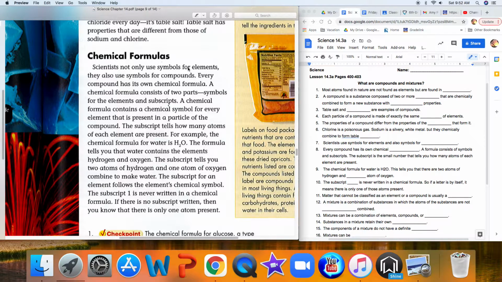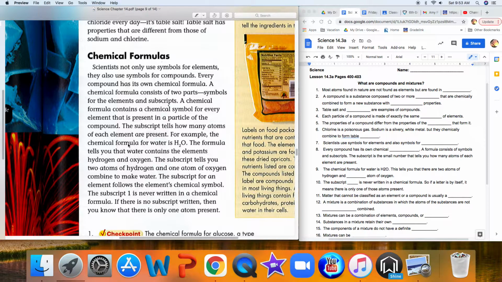Scientists not only use symbols for elements, like you learned Wednesday, Thursday, they also use symbols for compounds. Every compound has its own chemical formula. So you got number 7 and 8 in your notes. A chemical formula consists of 2 parts: the symbols for the element, in other words, the letters, and the subscripts. A chemical formula contains a chemical symbol for every element that is present in the particle of the compound. The subscript tells how many atoms of each element are present.